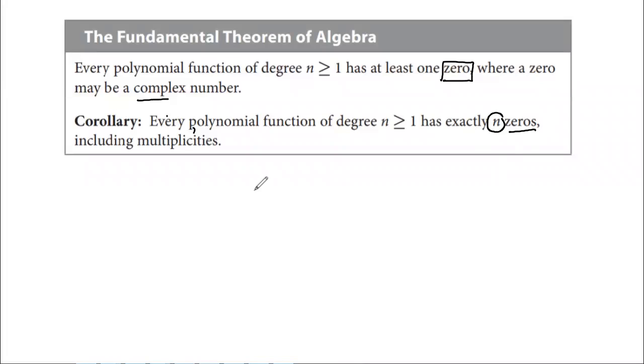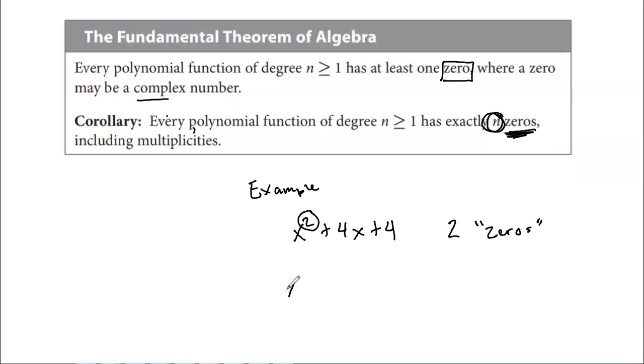For example, let's say we have x squared plus 4x plus 4. If we were to graph this equation, or find how many solutions or zeros it would have, notice here that its degree is 2. Therefore, we're going to have that many zeros. So how many zeros are we going to have here? 2. So this one is going to have 2 zeros.